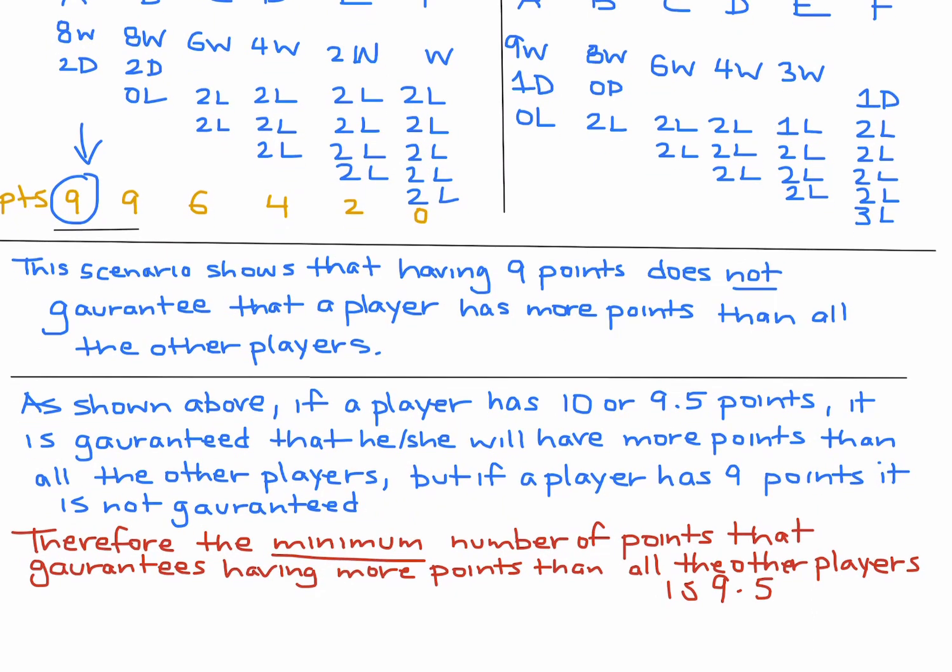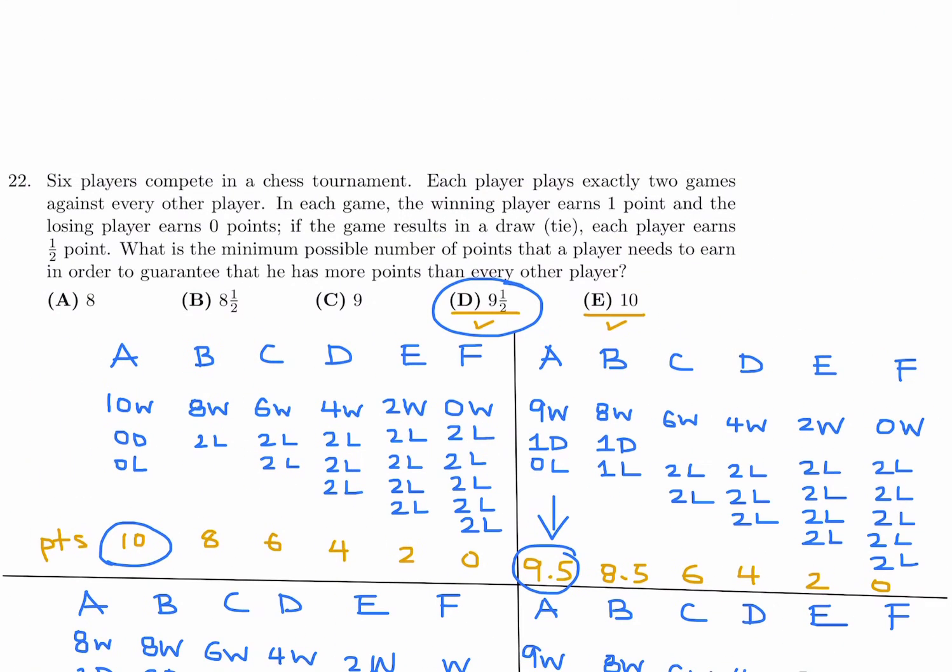And that is the final part of the question. Therefore, the minimum number of points that guarantees having more points than all the other players is 9.5. And therefore, the answer to number 22 is D.